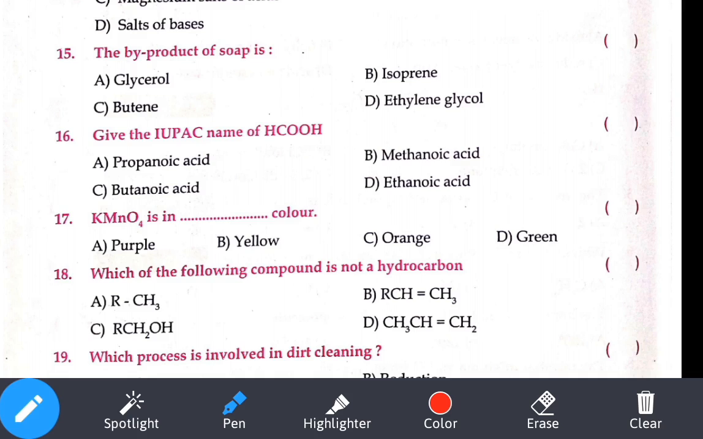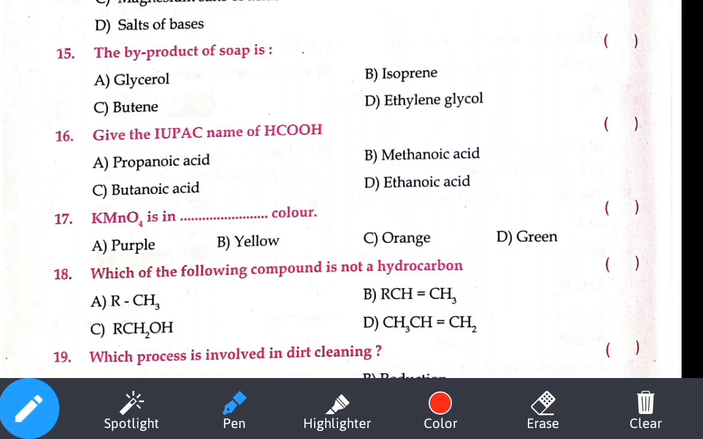17th question. The KMnO4, potassium permanganate, is in dash color. We already know this, in the lower class you learn this one. KMnO4 is purple in color.